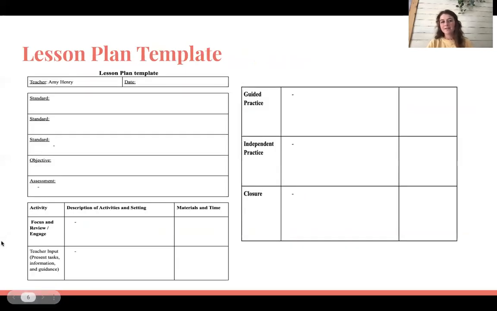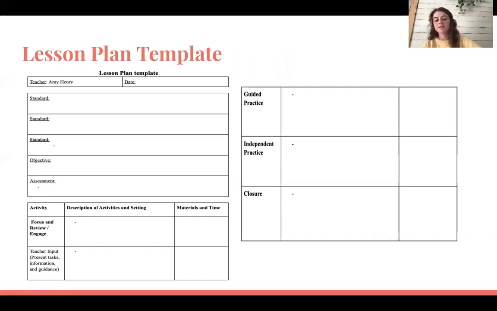So this is my lesson plan template. It was for a different class, so I'm going to have to change it up a little bit, but I'm going to have a place for the standard, the objective, which would be the questions like, what is electricity, the things that I want them to be able to answer, and then the assessment, like how I will be assessing them in that.